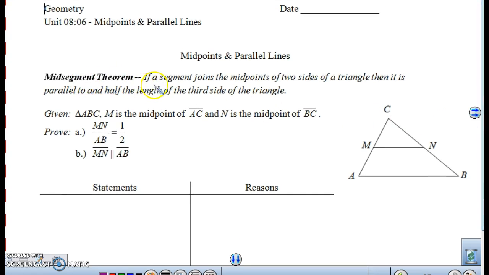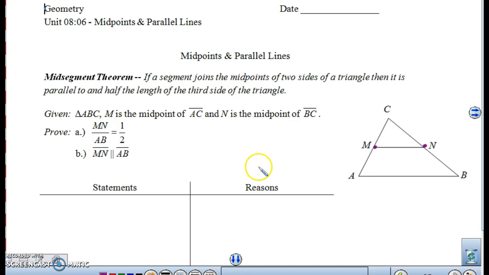The mid-segment theorem says if a segment joins the midpoints of two sides of a triangle, so here's a midpoint, creating a mid-segment, then it is parallel to and half the length of the third side of the triangle. So what we're going to prove is that if MN is a mid-segment, the length of MN is half of the length of AB, that's the side it's parallel to, and also that it's parallel to the third side, which we did before, but let's prove it using similar triangles.